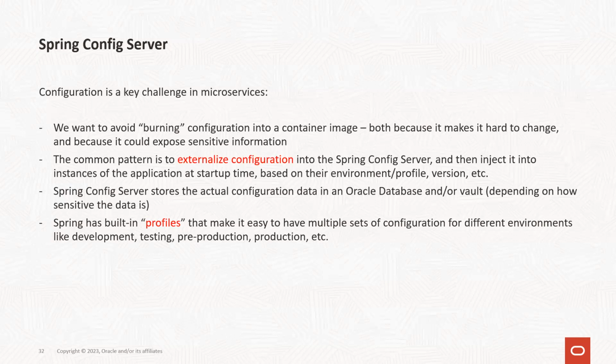So in Spring, there is a configuration server, Spring Config Server, which we also include in the backend platform. And basically it keeps all the configuration data. You can group it based on keys and profiles and versions and labels and all that kind of stuff. We configure it to store the information actually in an Oracle database, or you could also store it in a vault, depending on how sensitive the data is.